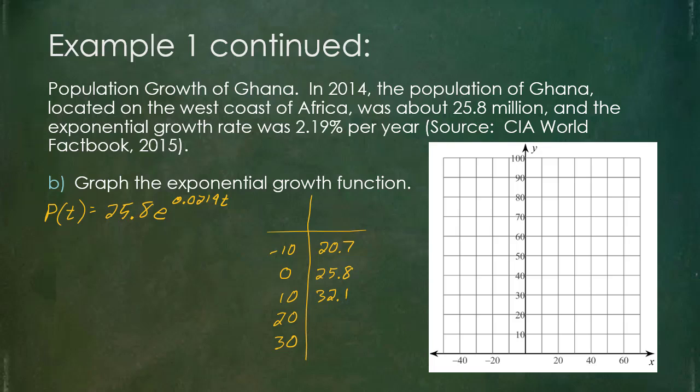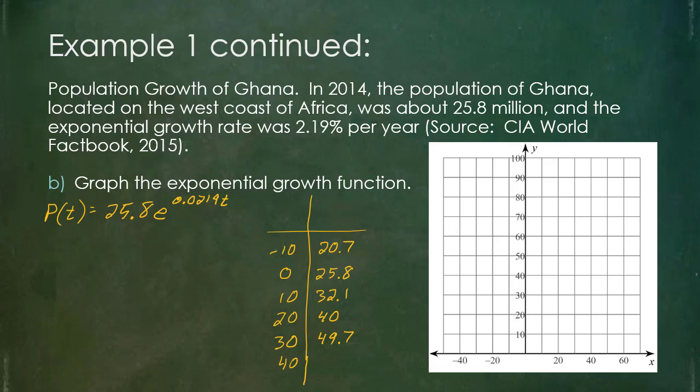Plug in 20. Again, I'm just replacing the t every single time. So this one comes out approximately 40. It's 39.97, so I'll just call that 40. Again, it's not perfect, but it should at least get us some points in the ballpark. Plug in 30, it gets me to 49.7. So it looks like I might need to go a little bit further.